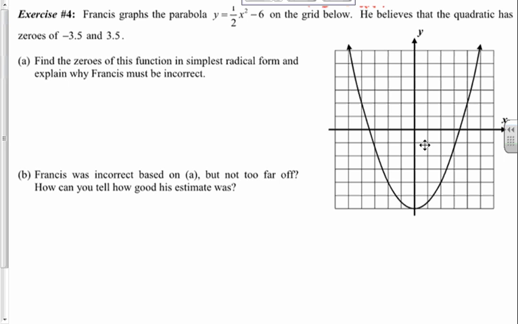In this question, we're told that a parabola has been graphed according to the equation y equals 1/2 x squared minus 6, and that a student named Francis believes the quadratic has zeros of negative 3.5 and positive 3.5. So let's take a look at the graph here.